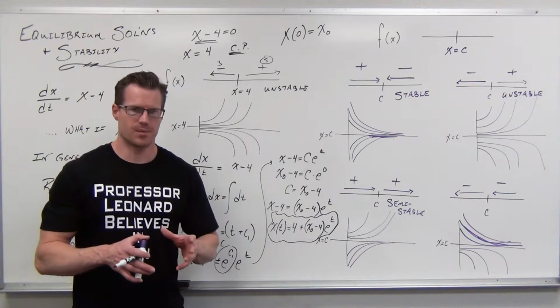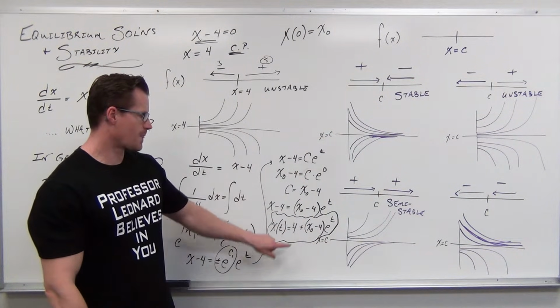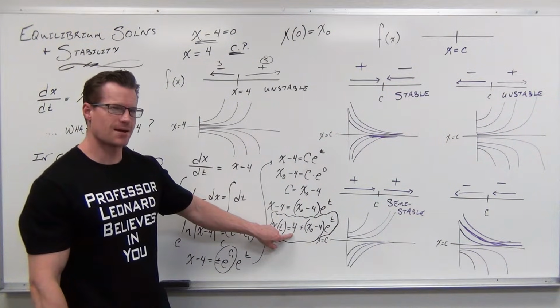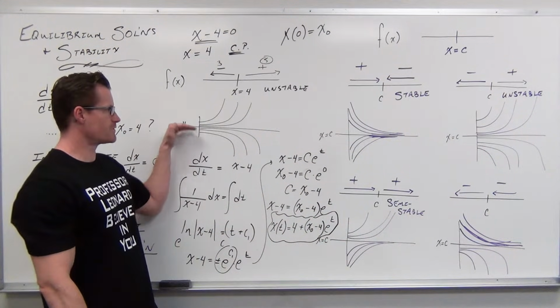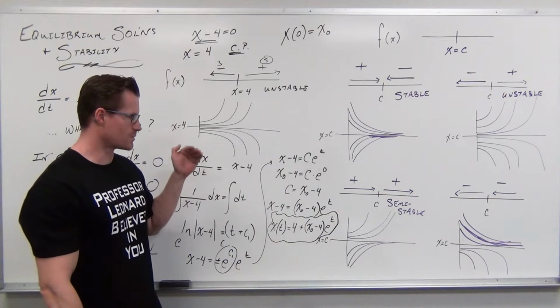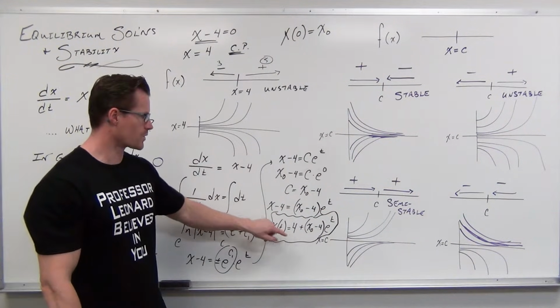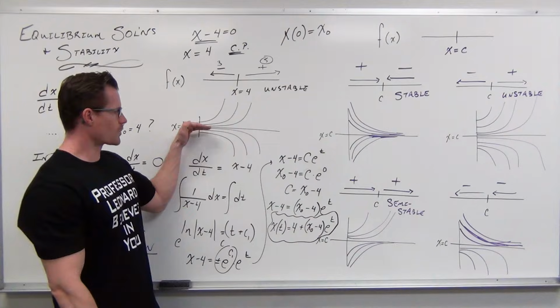But look at what happens. Look how this is a vertical shift of 4. That means everything happens around that 4. This right here is this number. So it's shifted up 4 units from y equals 0.